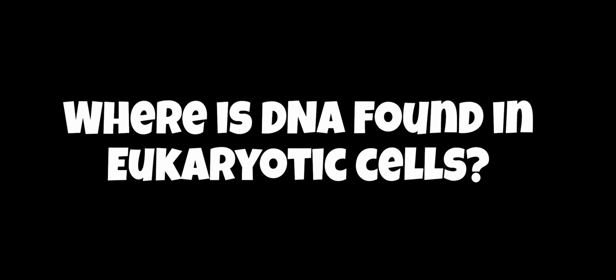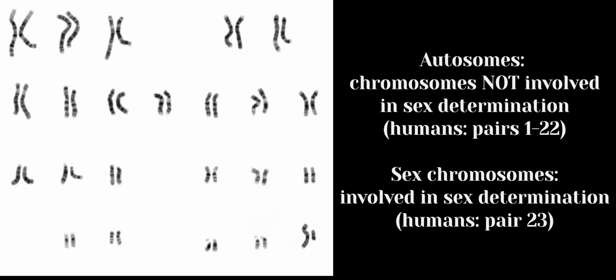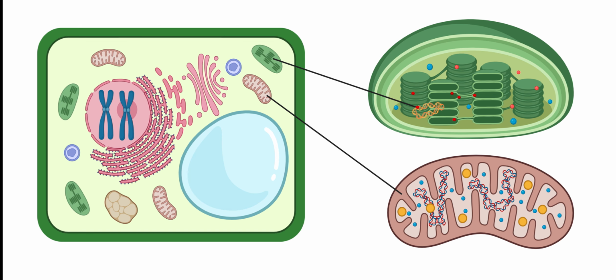Where is DNA found in eukaryotic cells? Of course, the nuclear DNA is found in the nucleus. This is the total of the autosomes and the sex chromosomes that we've been discussing. But there's also DNA in chloroplasts and in mitochondria.